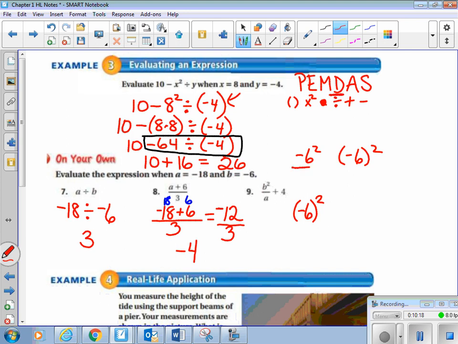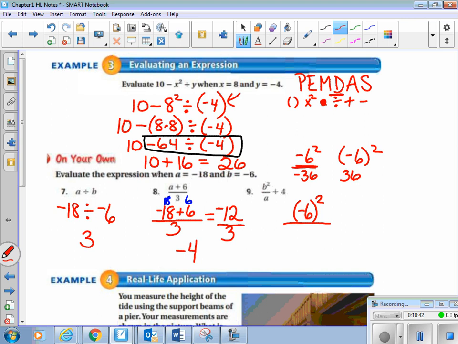This one's asking me to do the opposite of -6 squared, so that would give me a -36. Whereas this one's asking me to square the entire -6. -6 times -6 is a +36. We learned that the other day when we were doing multiplication rules. So I'm going to rewrite my b inside parentheses to remind myself that I'm squaring the entire b.